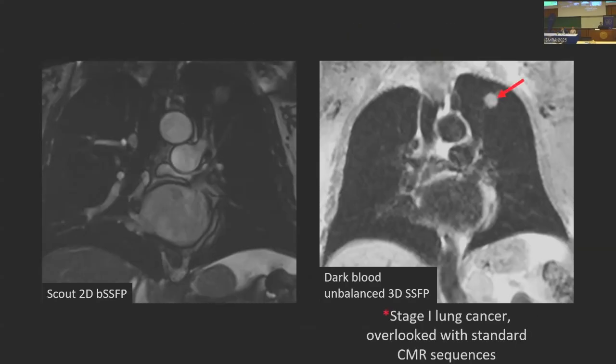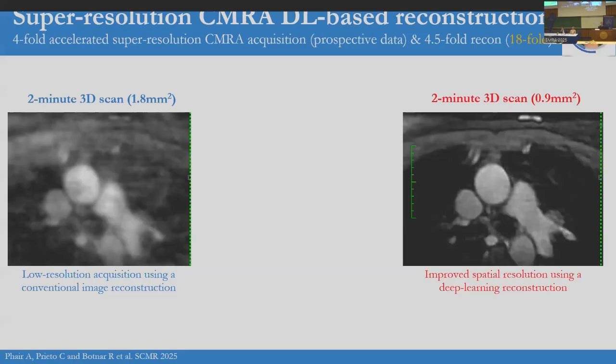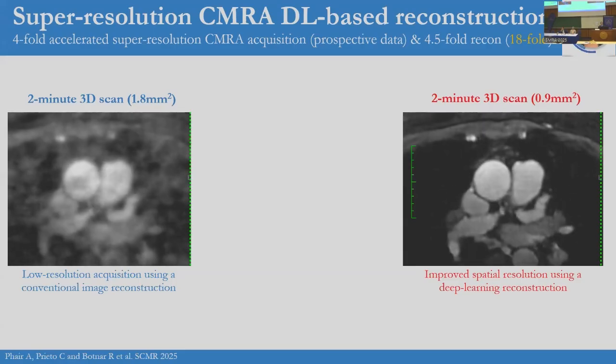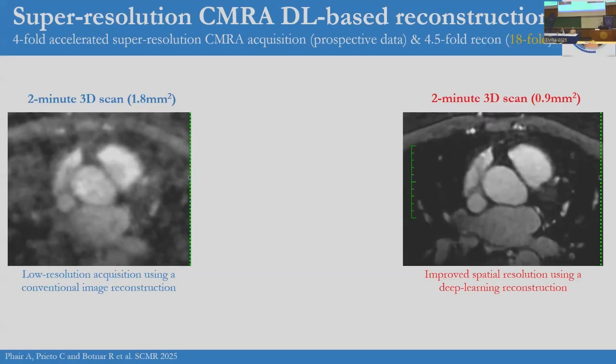Here's a case where we use this to image the lungs. And we're starting to use this routinely because, for instance, as in this case, the standard scout sequences, we missed the lesion in the left upper lobe, but when you use this dark blood technique, you see this early stage lung cancer very nicely. And of course, you've already heard about AI techniques.